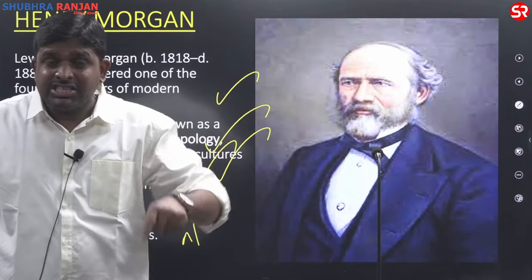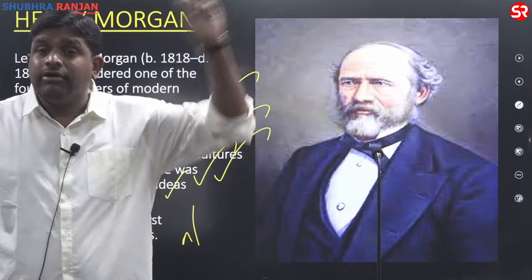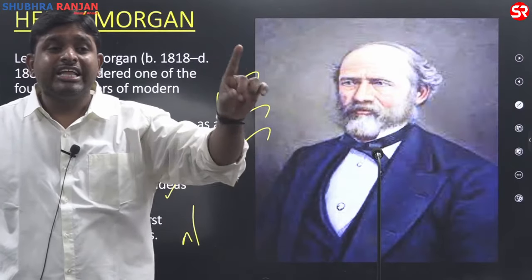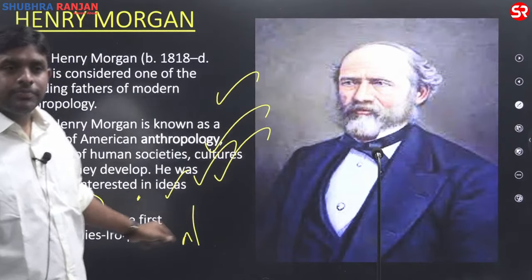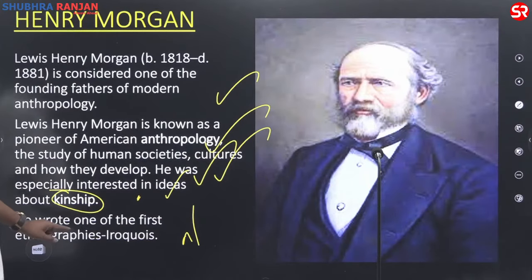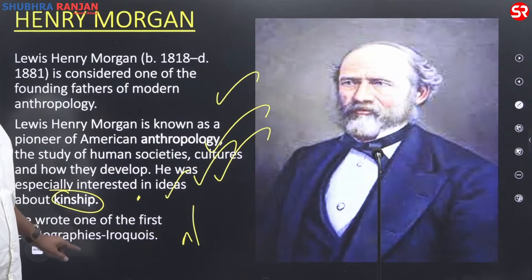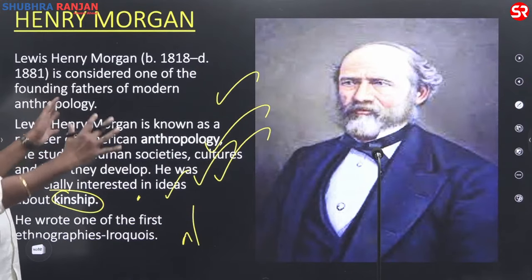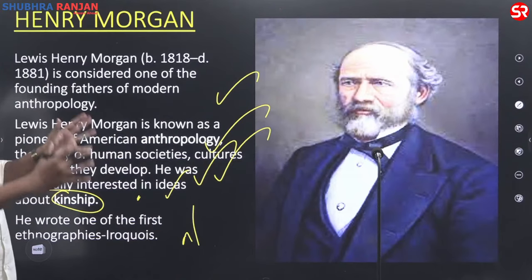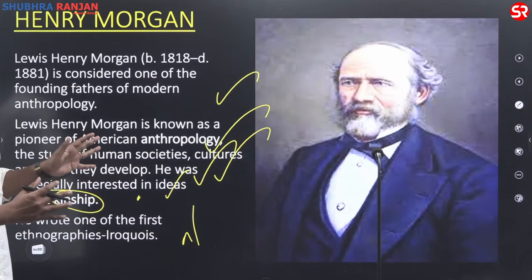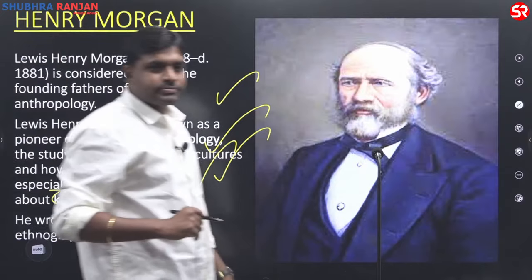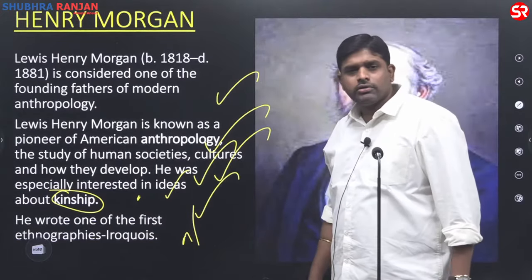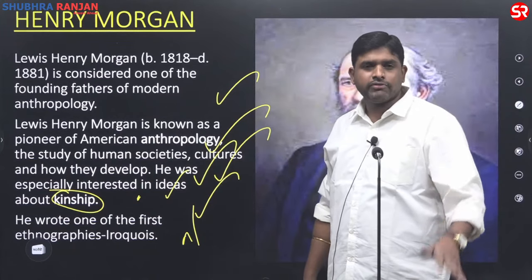So he is the first anthropologist in the world to write an ethnography on a tribal community, and that tribal community's name is Iroquois Indians, a tribal community in North America. So I'm giving you an introduction to the great people of the discipline of anthropology who belong to the school of classical evolution. He wrote the first ethnography.